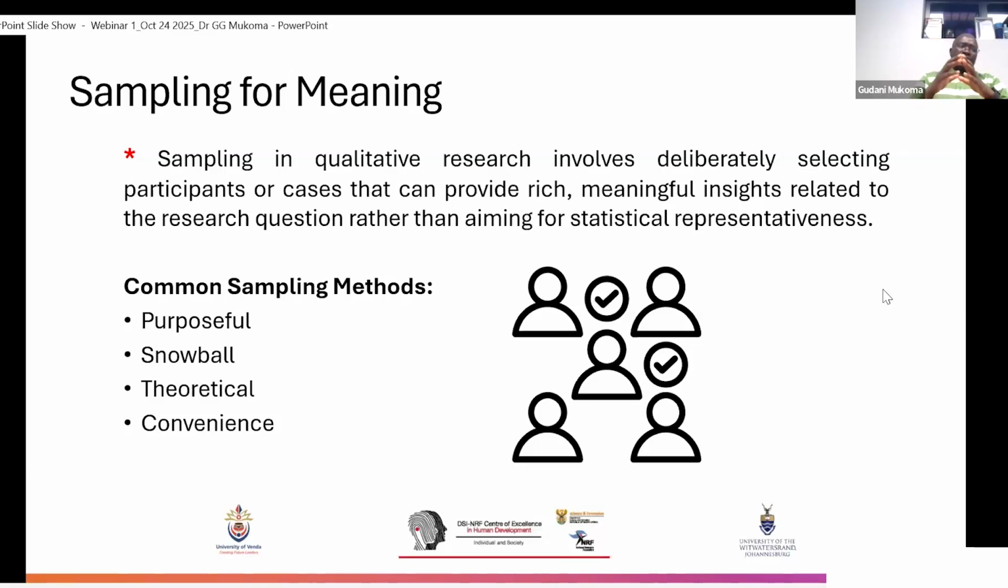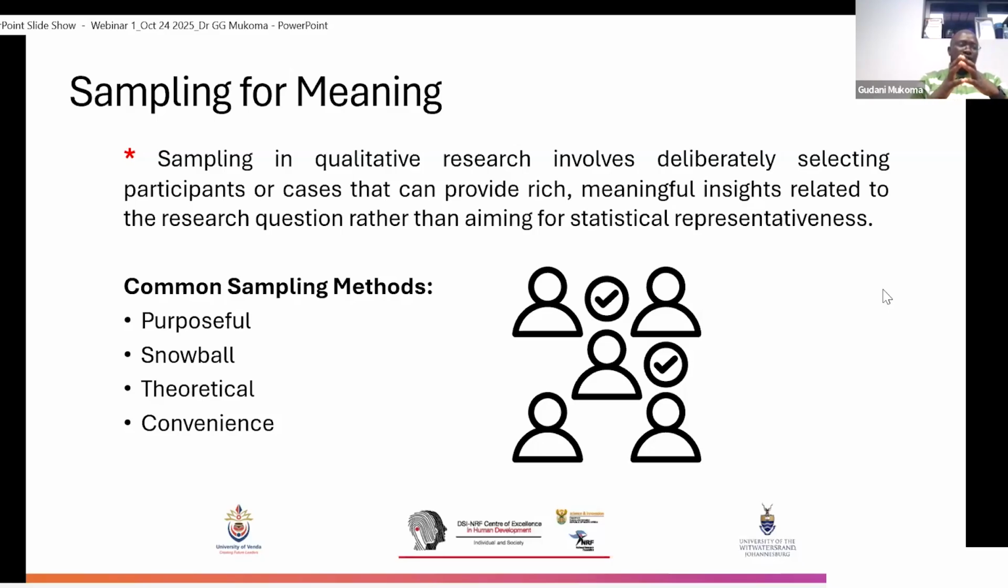And here you can select a range of diverse cases, and you can choose typical cases such as individuals who have recovered from a stroke, individuals still living with a stroke, or individuals recovering from a stroke. So you are able to have variations of those kinds of individuals because you have purposefully selected them. So it's very important that you understand why purposeful sampling is important for capturing meaningful insights.